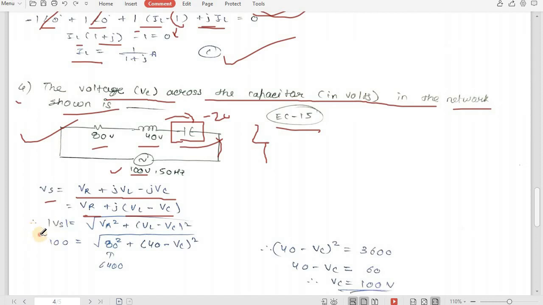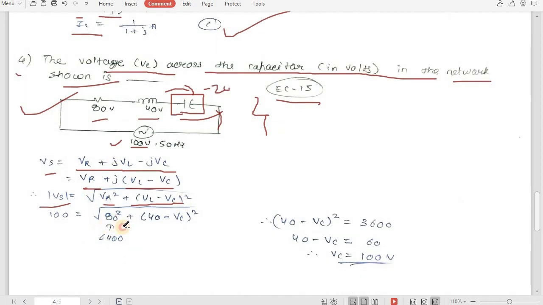So our magnitude will be Vs equals under root of Vr squared plus (VL minus VC) the whole squared. Vr is 80, so it will be 80 squared, plus VL is 40, so it will be (40 minus VC) the whole squared. Here we have Vs as 100 volt, so we have to make LHS equal to RHS.